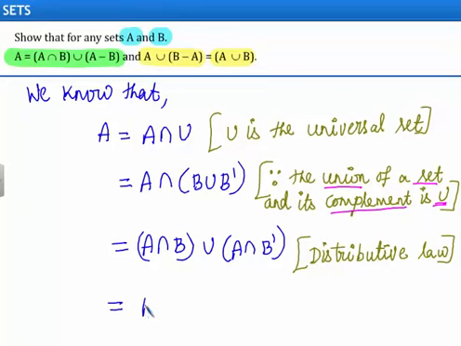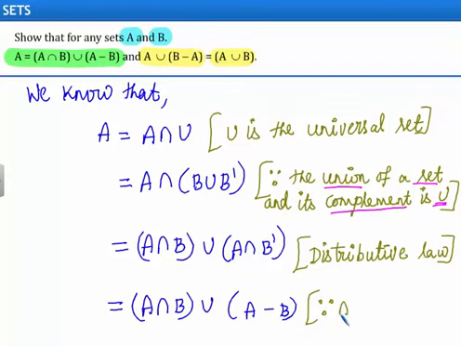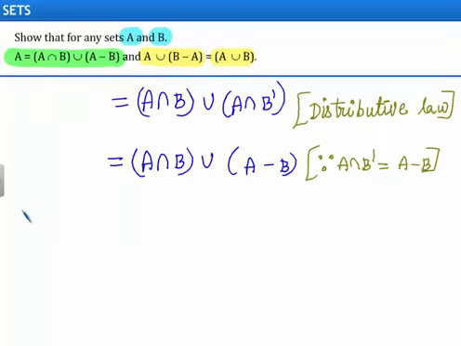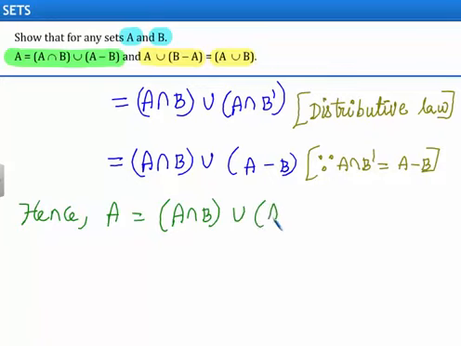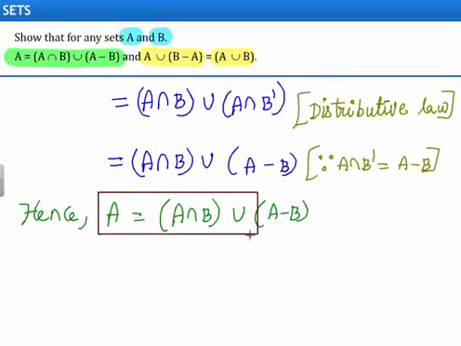This will be equal to A intersection B union A minus B, since A intersection B complement is equal to A minus B. Hence, we can write A is equal to A intersection B union A minus B. This completes the first part of the problem.